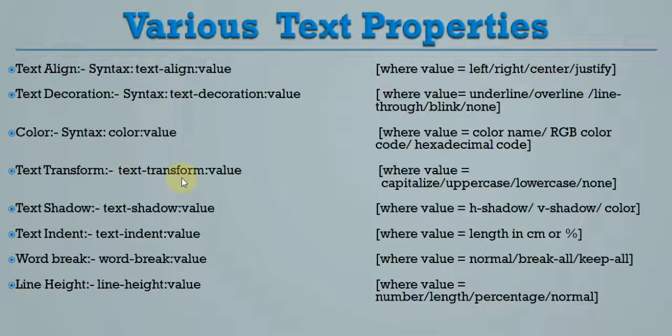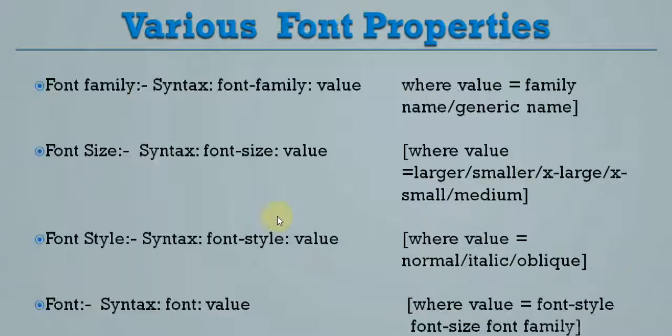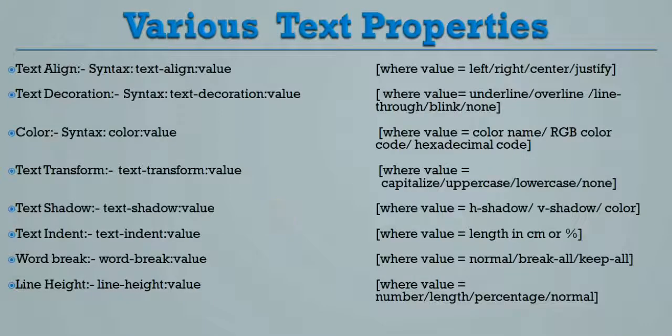If you want to transform, means if your text is written in lowercase and you want to see that text in uppercase, then you have to use the text transform. Text shadow means if you want to see the shadow of your text, then you have to use this. Text indent means if you want to change the text indent, then you have to set like this. If you want to set a break between the lines or between the text, then you have to use this. If you want to set the line height, then you have to write like this. Okay, and the rest of the things we will see in the practical view.